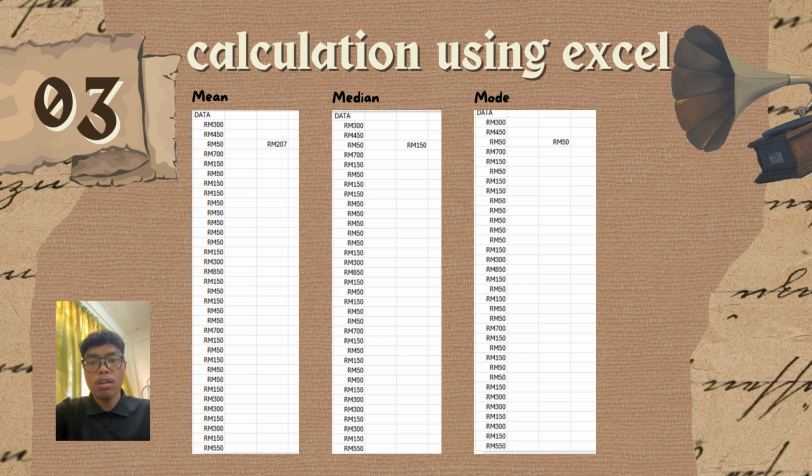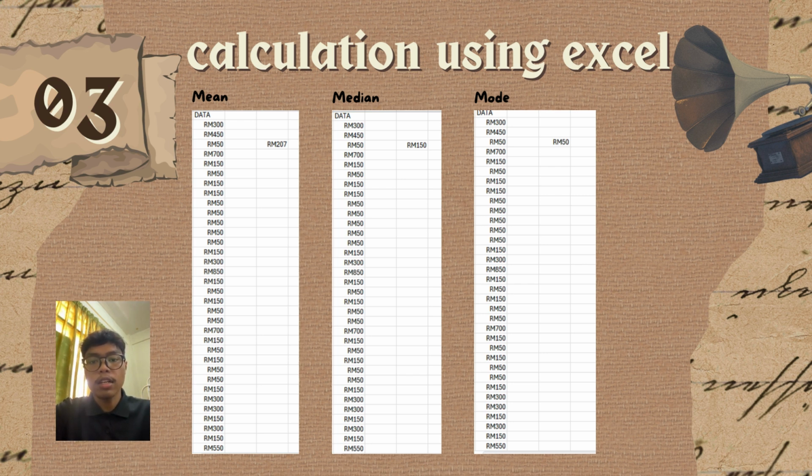First up, the mean or the average. I use the formula =AVERAGE in Excel. After calculating, the average value comes out to be RM207. Next, we have the median, which is basically the middle value when all the data is arranged in order. I use the =MEDIAN formula and the result is RM115.